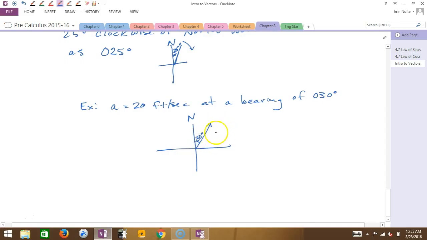And then basically the 20, what is the 20 telling us? The magnitude. In reference to the way I draw this, it's telling me that the length of the vector is 20 units. So it has this angle and it has this magnitude, which is represented as the length of the vector.